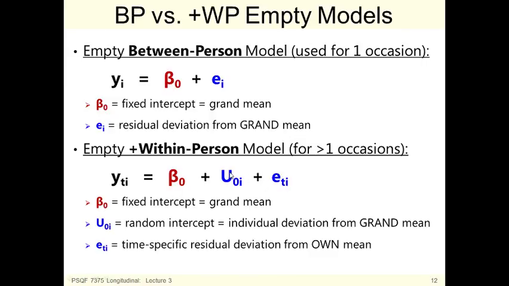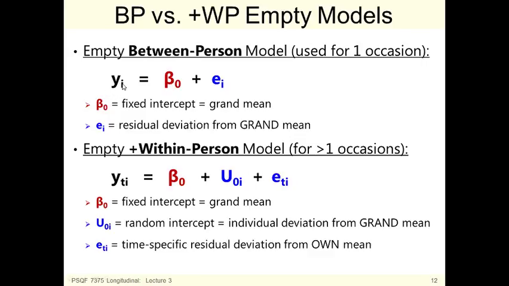So these U's are always phrased as deviations, just like the E's are. So the mean of the E's is supposed to be 0, the mean of the U's is 0 too. So if I'm somebody who's doing better on average, my U0 is positive. If I'm somebody who's doing worse than the rest of the sample on average, my U0 is negative. Then from there, relative to my own rest of my data, if today is better than yesterday, my E is positive. If today is worse, my E is negative.